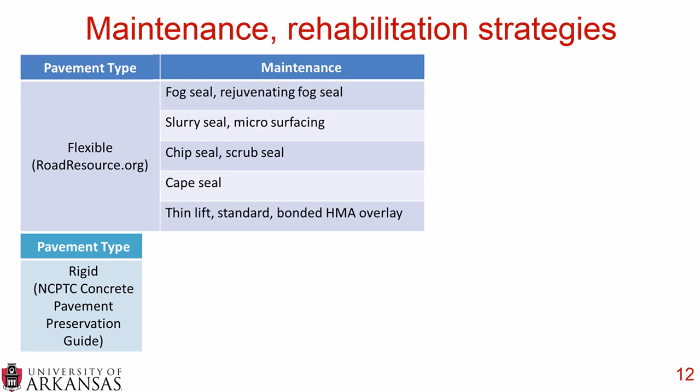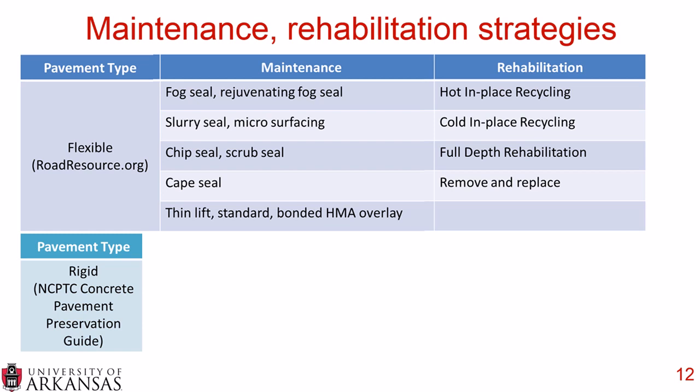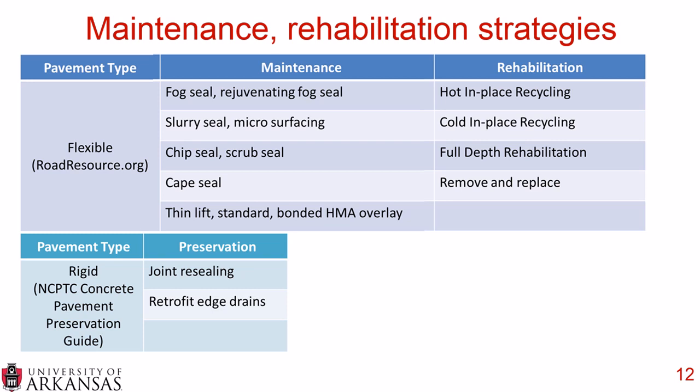For flexible pavements, you have various maintenance treatments. You have fog seals, rejuvenating fog seals, slurry seals, microsurfacing, chip seals, scrub seals, cape seals, thin lift, standard, and bonded HMA overlays. And then for rehabilitation treatments, you have hot in place recycling, cold in place recycling, full depth reclamation, and remove and replace. On the rigid side, from the Concrete Pavement Preservation Guide, they divide categories a little differently. Instead of maintenance, they have preservation, and that's joint resealing and retrofitting edge drains.